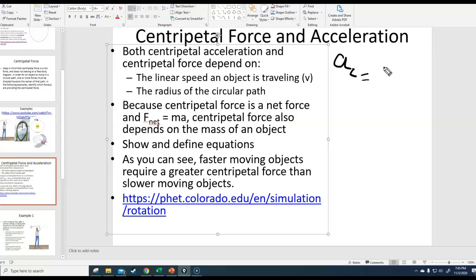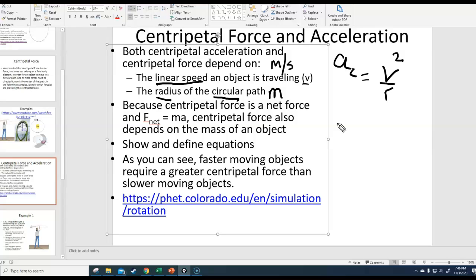And that is equal to v squared divided by r, where v represents the linear speed or the linear velocity of the object. Remember, that's in meters per second because velocity is in meters per second. And r represents the radius of the circle. Okay, the radius is measured in meters. Okay, so it's a very simple equation, v squared over r. Okay, so that means the amount of that centripetal acceleration depends on how fast the object is moving and how big is the circle.